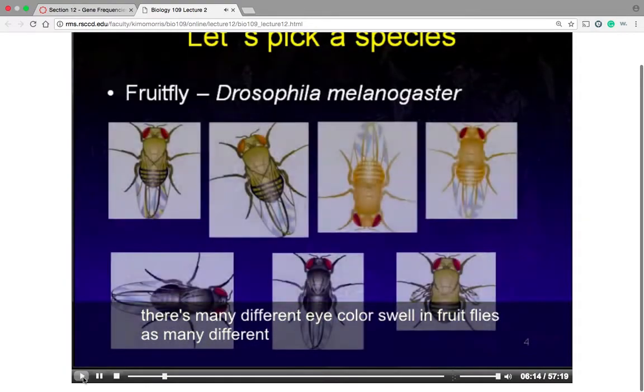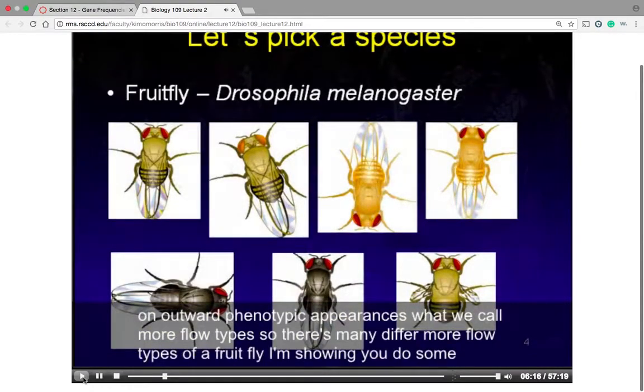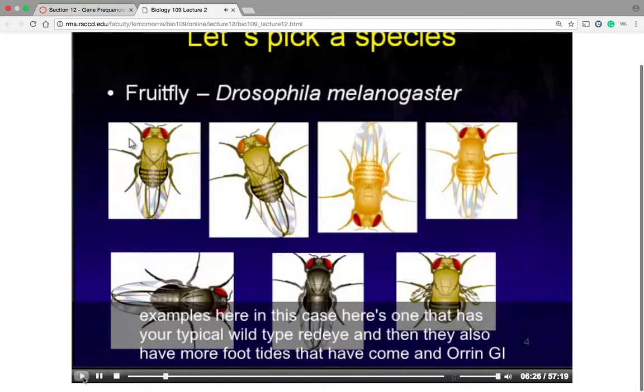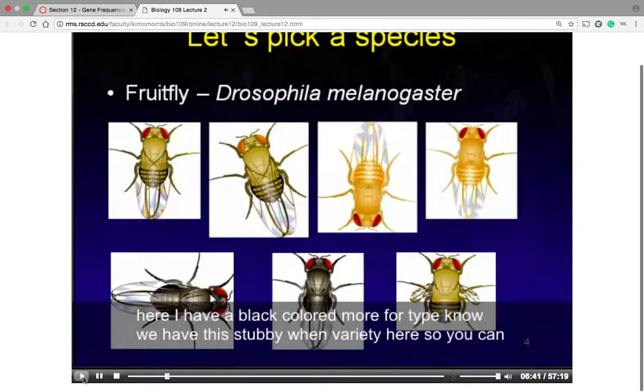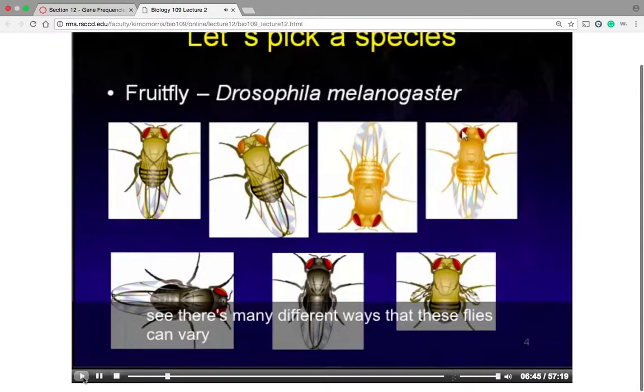In this fruit fly, there are a bunch of different ways that the fly varies, kind of like eye color in us. In fruit flies, there are many different outward phenotypic appearances, what we call morphotypes. I'm showing you some examples here. Here's one that has your typical wild type red eye, and then morphotypes that have an orangey eye. There's also a regular body color, and then the golden colored ones. Here I have a black colored morphotype, and then this stubby wing variety. So you can see there are many different ways that these flies can vary.